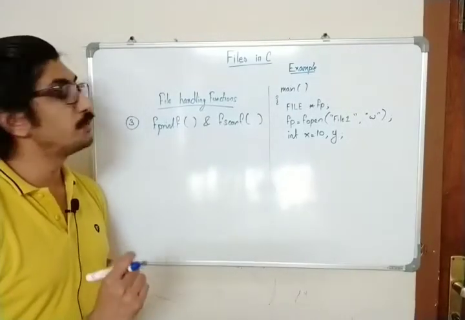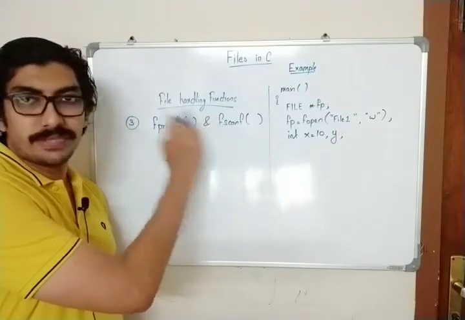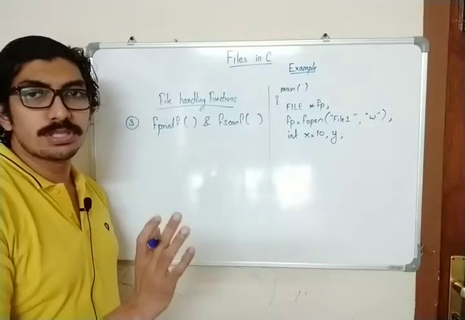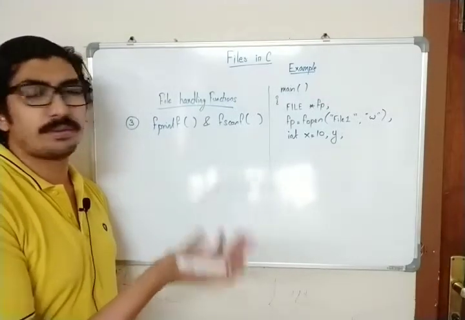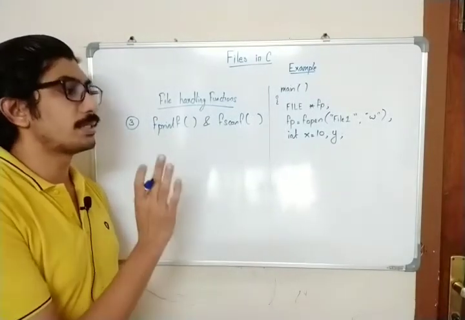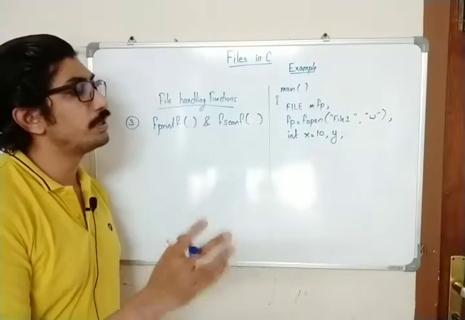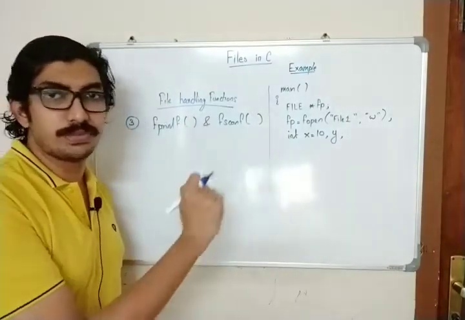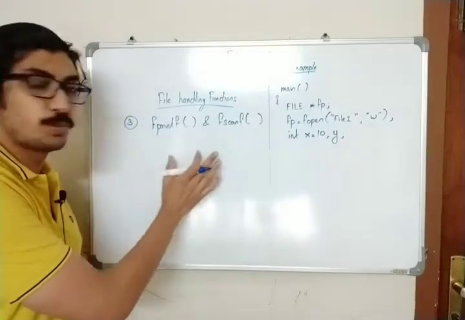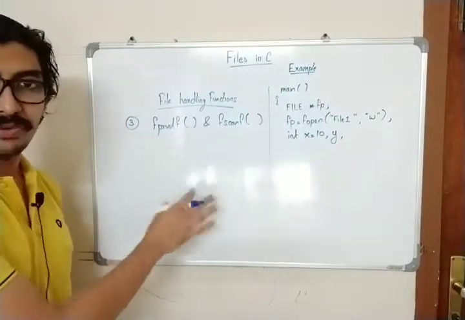So now we will see the functions fprintf and fscanf. This is mostly used when we are dealing with integers or floating point numbers. For text, we will preferably use fputs and fgets, or we will go for fgetc and fputc. We will see it with an example, and then we will come to the different arguments.